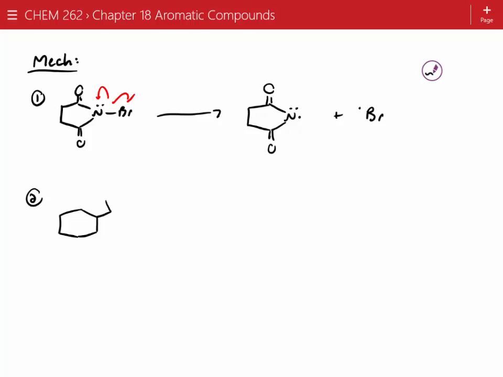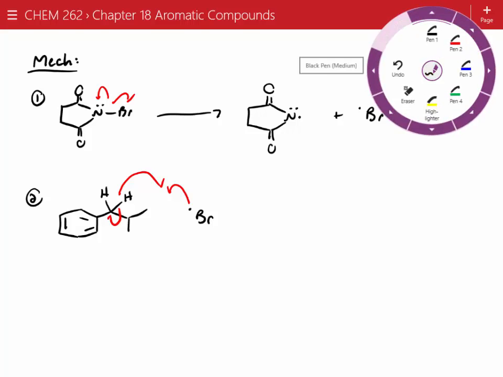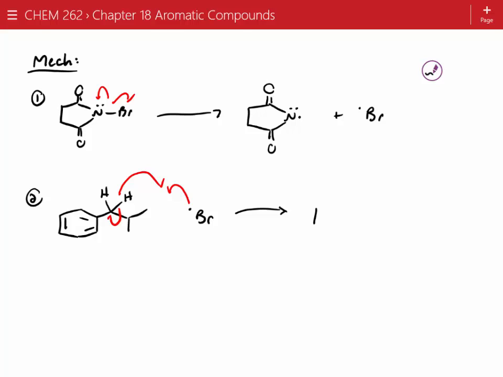Even before propagation. The abstraction. Yeah, the hydrogen abstraction here. So we can say, all right, now we've got a bromide radical. It can take one electron from a CH bond, and the other electron gets dumped onto the benzylic position. Oh, that should only be one dot for a radical. And then we form HBr.